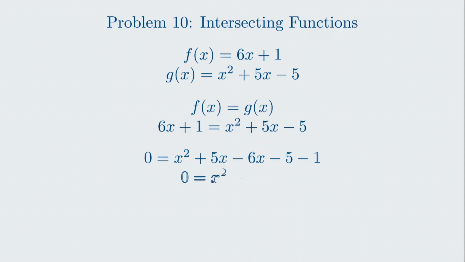This leaves us with 0 on the left and x squared minus x minus 6 on the right. Now we need to solve the quadratic equation x squared minus x minus 6 equals 0. We can do this by factoring. We are looking for two numbers that multiply to negative 6 and add to negative 1.